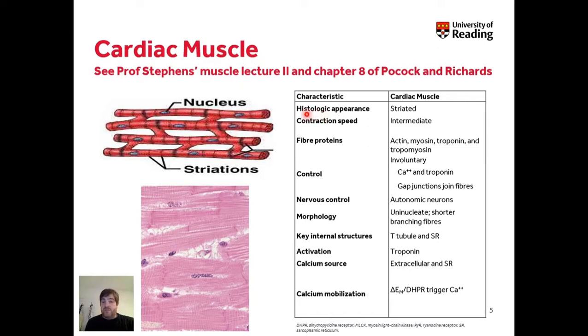So it's striated, intermediate contraction speed, the fiber proteins are all there. It's controlled by calcium binding to troponin, and also gap junctions join muscle fibers. So again, if you can't remember what gap junctions are, go back to my cells and their environment lecture. Okay, so similar to skeletal muscle, striated muscle, but also distinct physiologically and anatomically from skeletal muscle.